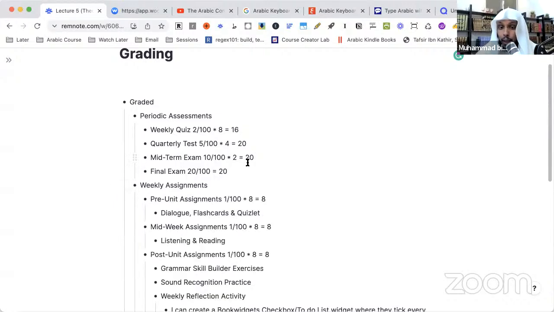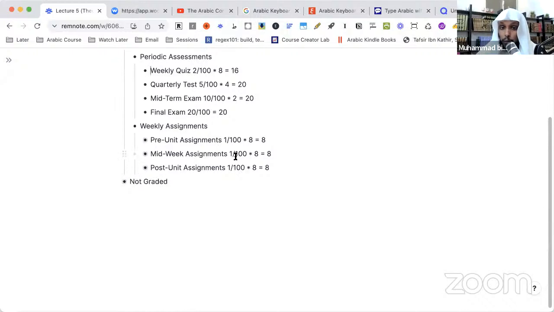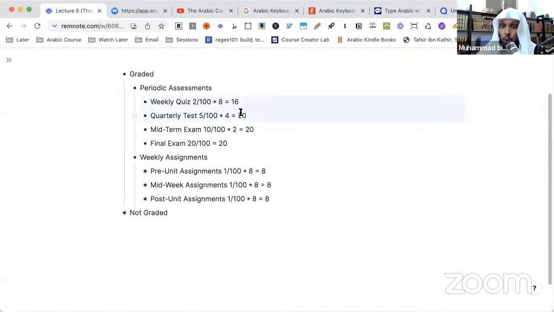Then we have the weekly assignments. The weekly assignments, there are 3 types. We have the pre-unit assignments, we have the midweek assignments, and the ones at the end of the unit. So those are the ones posted on Friday, the ones from Sunday to Monday, and those from Wednesday to Thursday. Now all of those assignments put together, because there are multiple assignments, are worth 1 mark together, okay, as long as you submit them. Midweek, same thing, 1 mark, this one 1 mark, so that for 8 weeks is 8 marks for each. So this will give you a total of 100 marks.